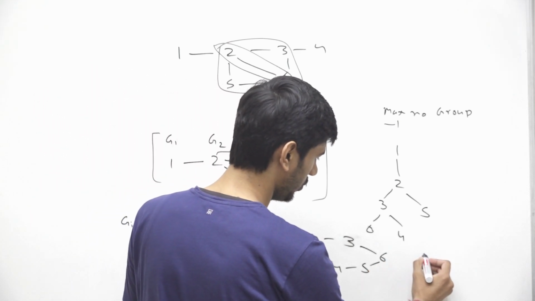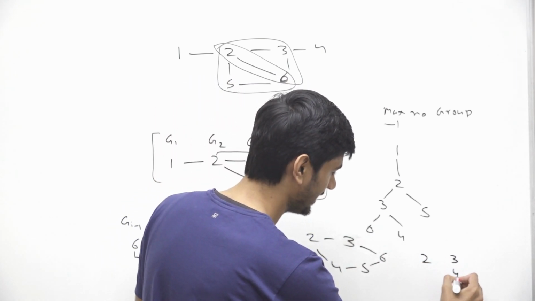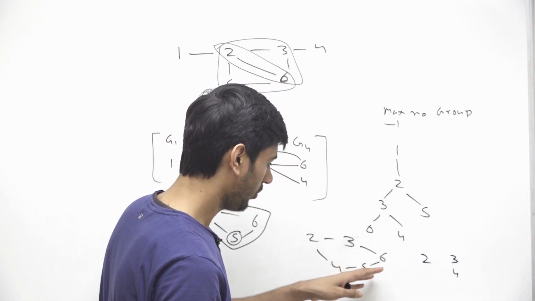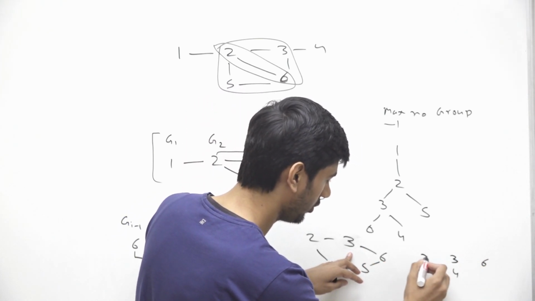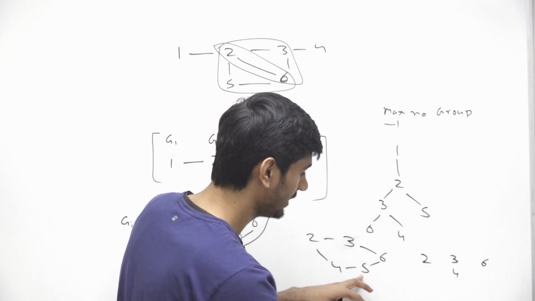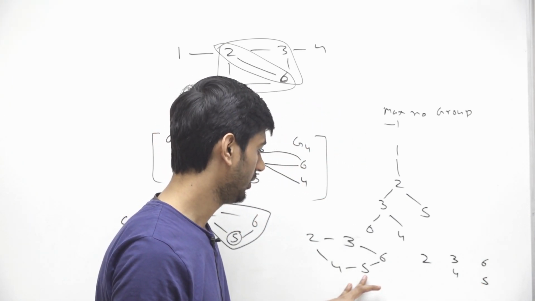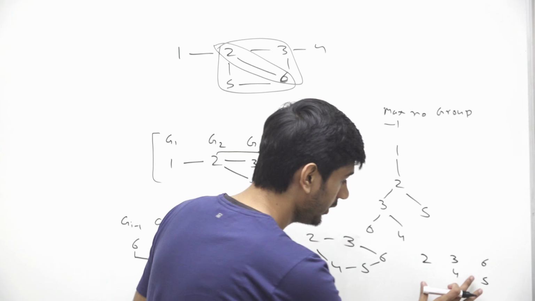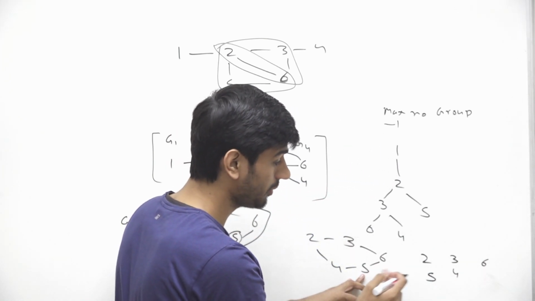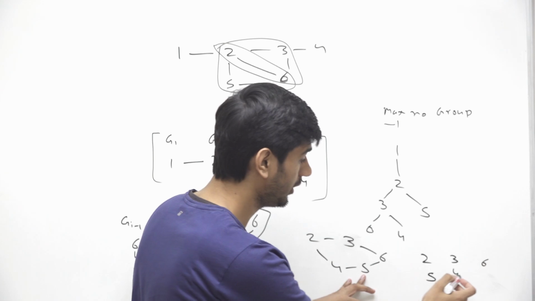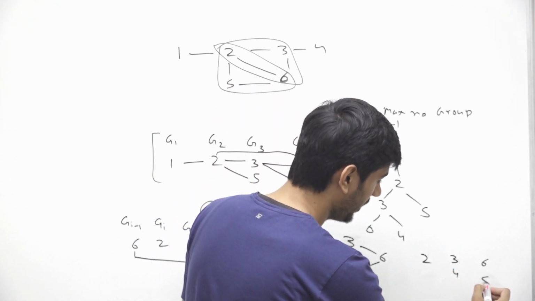So if we put 2 in some group, then we can put 3 and 4 in the adjacent group. Now the problem is that 3 is adjacent to 6, so 6 should be present either here or here. If we put 6 here, then we can't put 5 here, right? If we put 5 here, then 5 and 6 are adjacent, so they should be present in adjacent groups, so they will not be able to follow the second property.